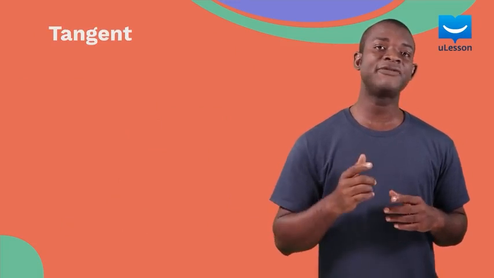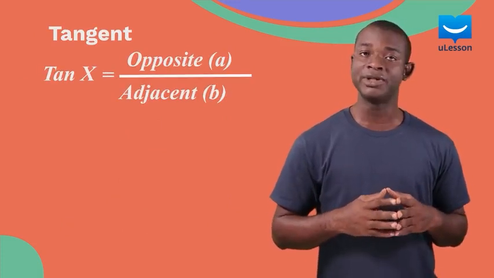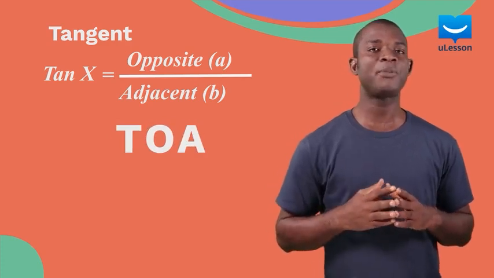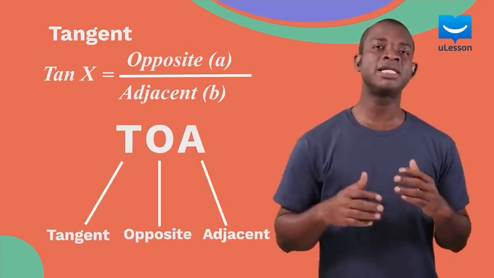Lastly, the tangent function is defined as the ratio of the opposite to the adjacent. We shall call this TOA to help us remember that tangent is opposite over adjacent. So the general term to help us remember definitions for all the three trigonometric functions is SOHCAHTOA.